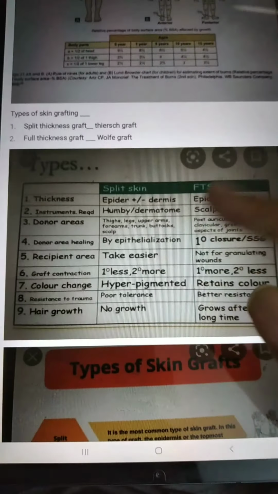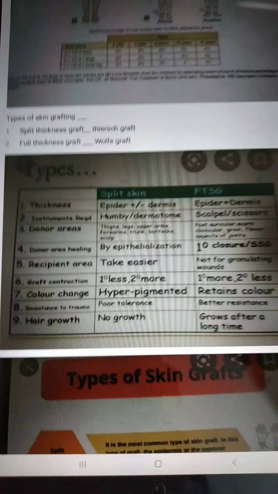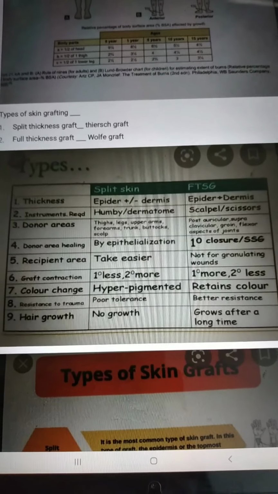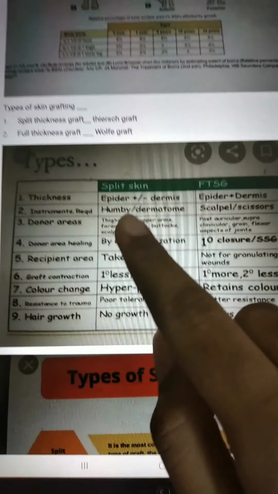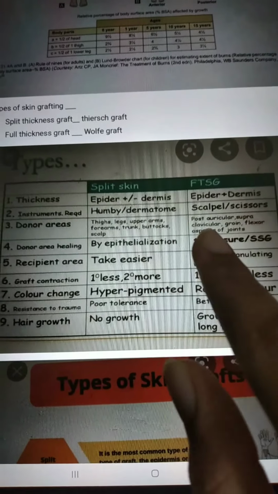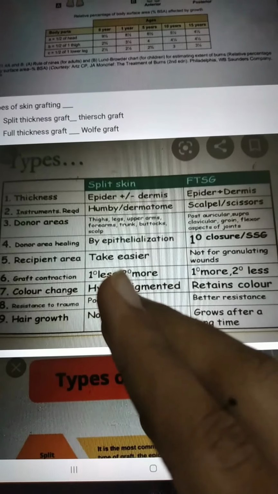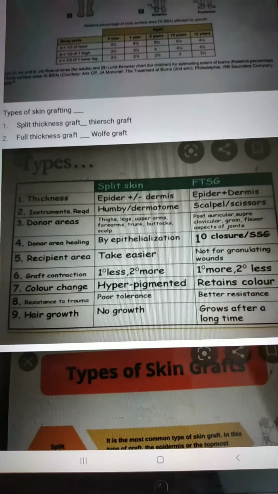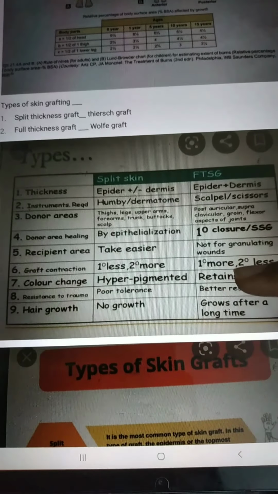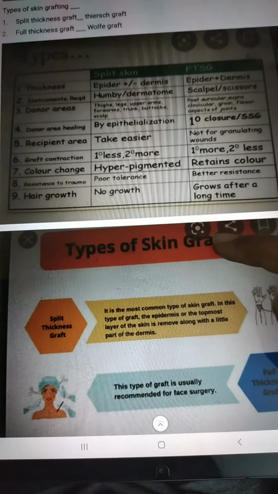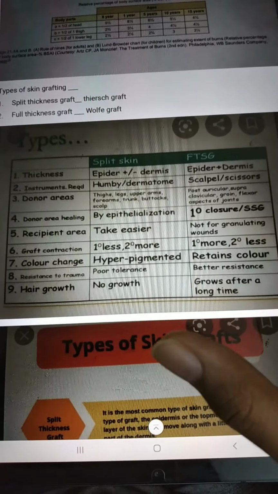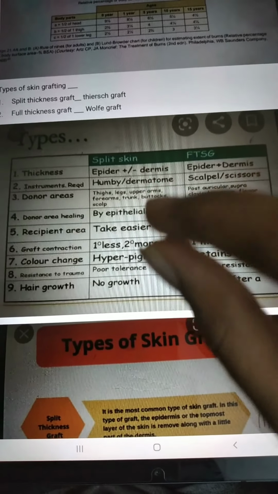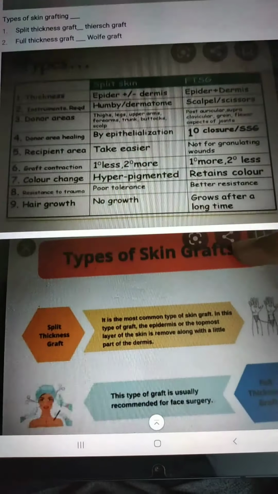And there are many other differences between the split thickness graft and the full thickness graft, such as the indications for each, and how you extract them. The split thickness graft is taken using a Humby's knife or dermatome, whereas for the full thickness graft you use a scalpel or scissors. The donor sites for the two are different, and there are other differences as to how easily the recipient area takes it up, regarding color change, hair growth, and so on. But importantly, what you have to know is what split thickness graft and full thickness graft mean, at their basics.